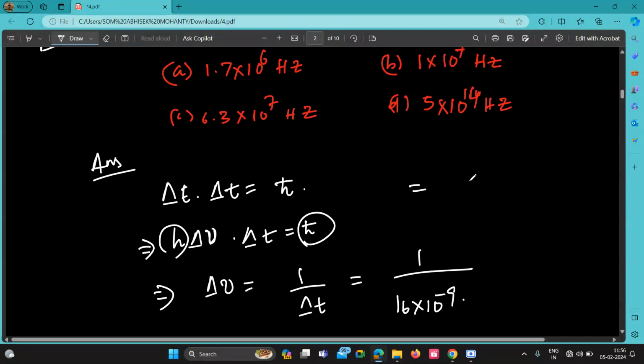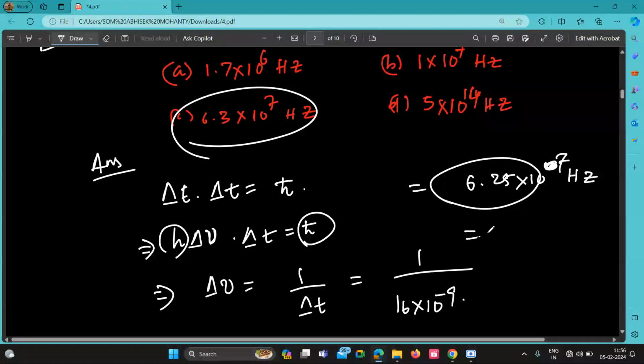Okay, so if you do it, you will get it as 6.25 into 10 to the power 7 hertz, which is almost equal to 6.3 into 10 to the power 7 hertz.